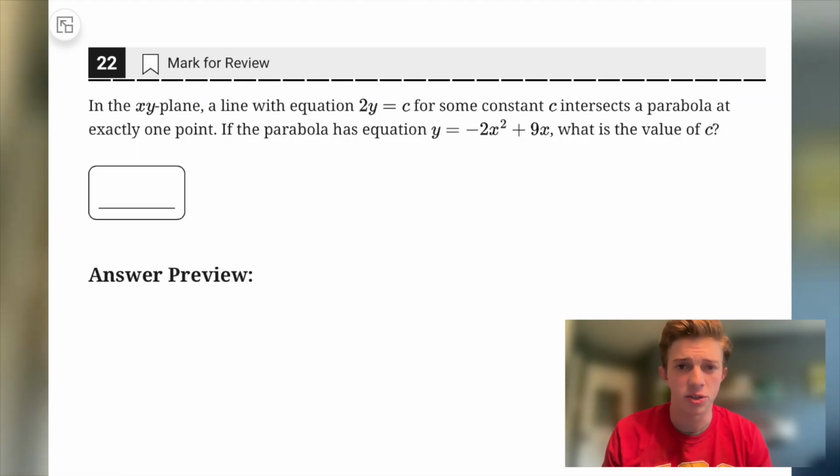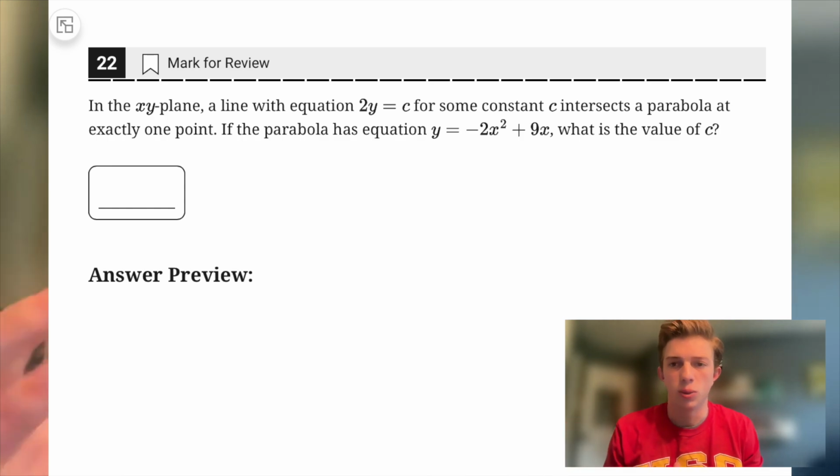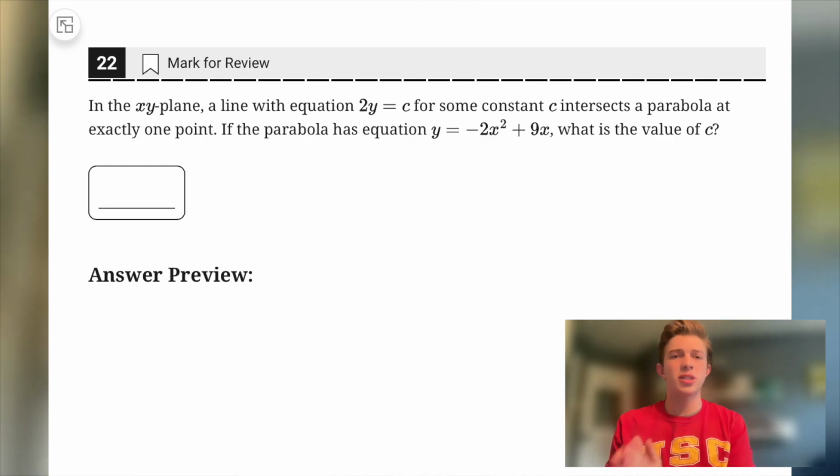Moving on to the 4th type of problem, we have what I like to call the crazy variables problems. Basically, these are math questions where you're given a bunch of variables just beyond x or y. For example, here we have c, which is some constant added onto the x and y. We have y equals negative 2x squared plus 9x, and then we have 2y equals c, and we need to find for what value of c do these 2 equations intersect at one point.